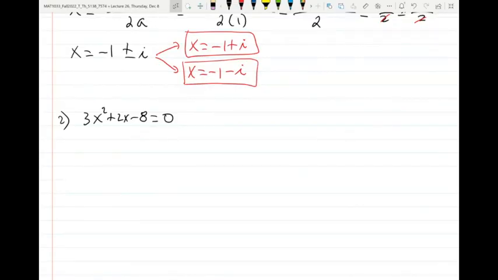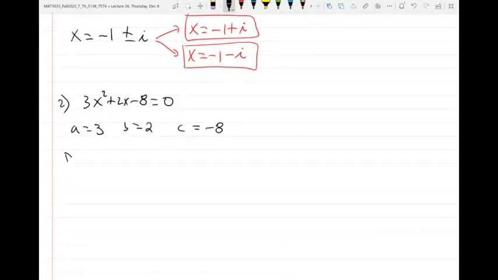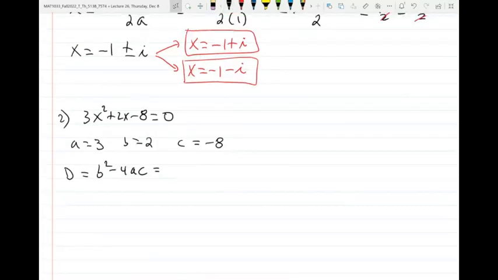This is already set equal to 0. Good. Next, find the coefficients a, b, and c. So what are they? 3, 2, and negative 8. Good. You have to include the negative with it. Next, we're going to compute the discriminant. That's b squared minus 4ac. Let's see. This is going to be 2 squared minus 4 times 3 times negative 8.